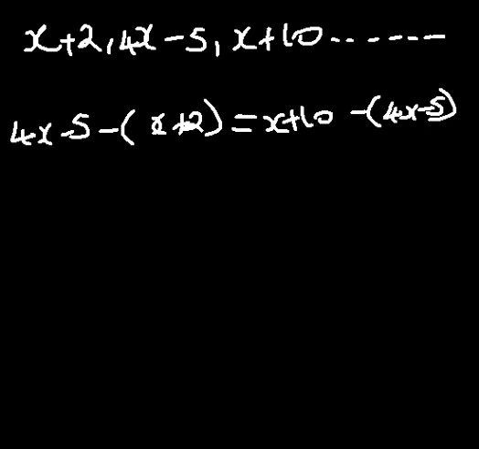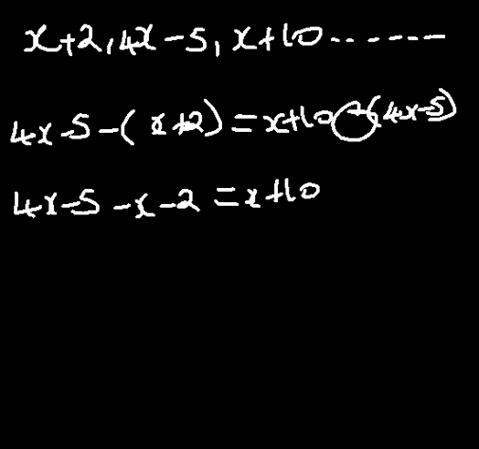So now in this case we'll have 4x minus 5. We have to distribute this negative. In that case we'll have negative x minus 2, which is equal to x plus 10. And we also have to distribute that negative. That will be given as negative 4x and that plus 5.